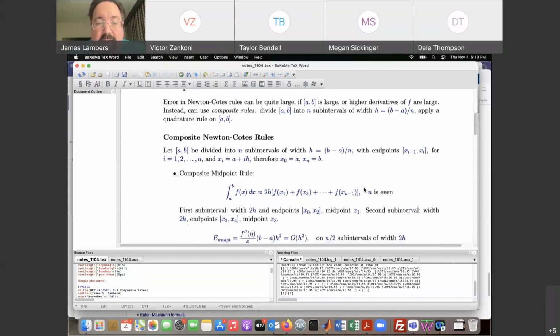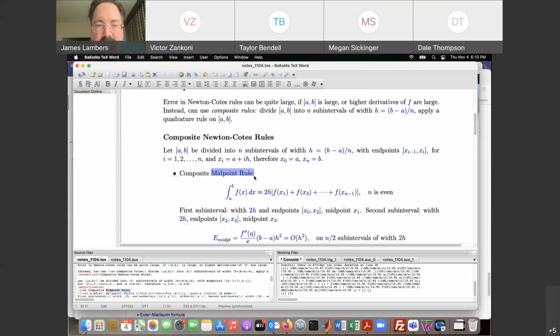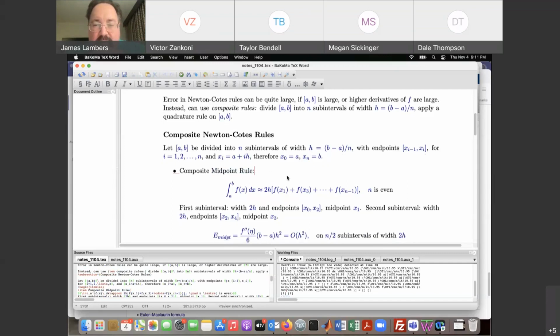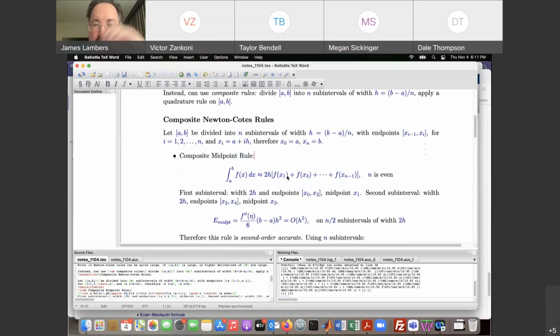Now, the first composite rule I'll show you is the composite midpoint rule. So we have two midpoint rules. There's this plain midpoint rule that has only one node in it. It's the midpoint of AB. And then there's a composite midpoint rule where we're applying the original midpoint rule on subintervals, or in this case, think of pairs of subintervals.